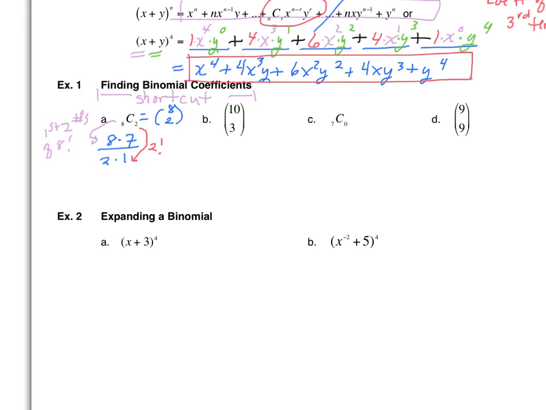Now, why does this work? Well, let's think about this. In the denominator, if we used the formula that's above here, wouldn't the denominator be 8 minus 2 factorial? What factorial is that? 6 factorial, right? So hang on. If we were to do it the other way, wouldn't it have been 8 factorial over 8 minus 2 factorial times 2 factorial? True or false?